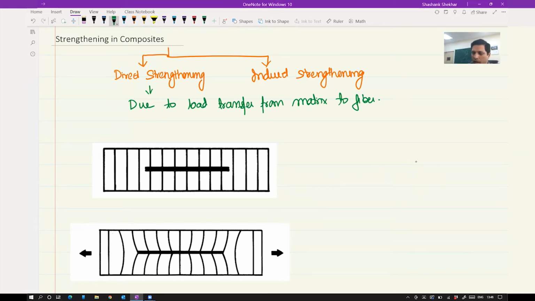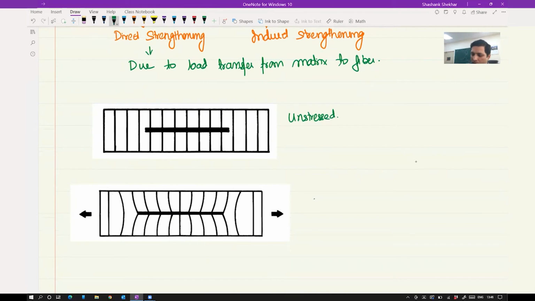Initially, when it is unstressed, of course every point is at zero stress. But when you apply a stress, like in the directions shown over here, you see now, because of the presence of this particle or the fiber, the stress contours have changed. This is because a very large amount of load is now being carried by this fiber, and therefore the stress contour looks something like this.